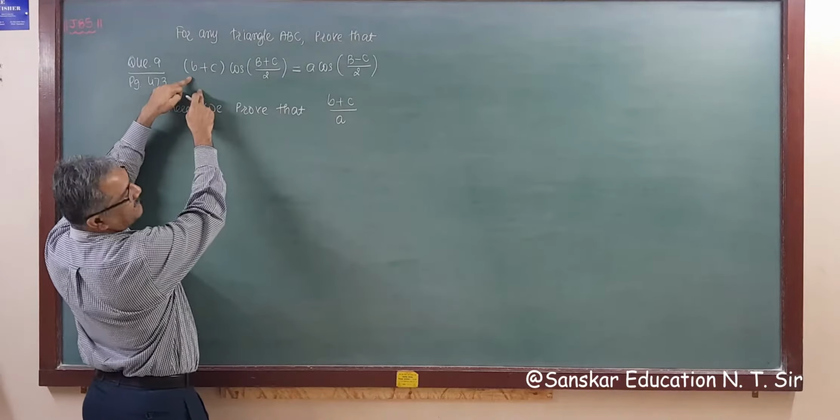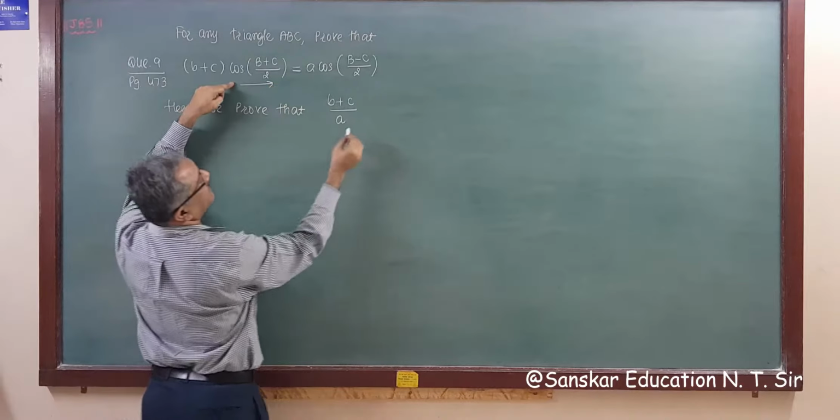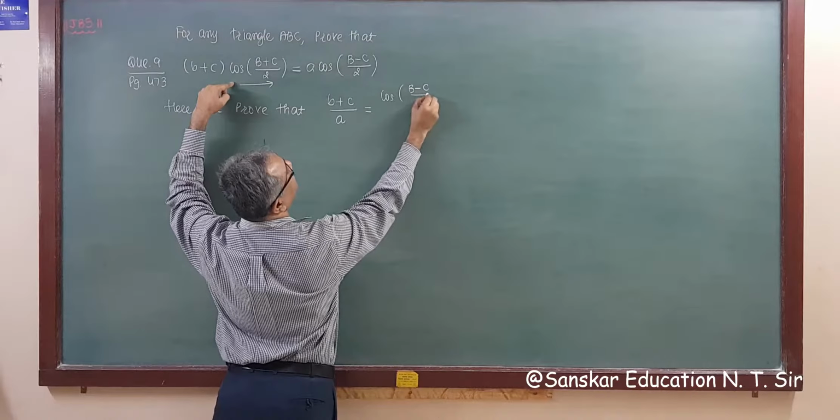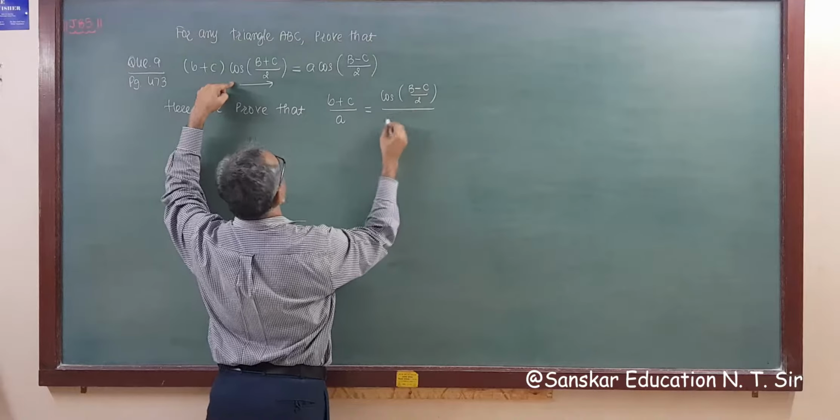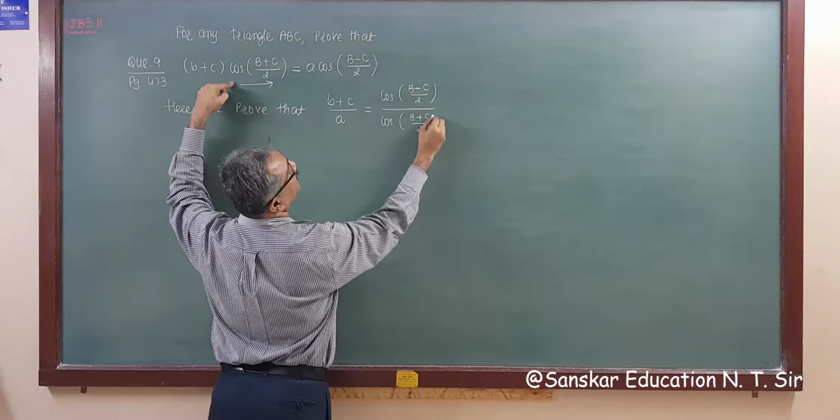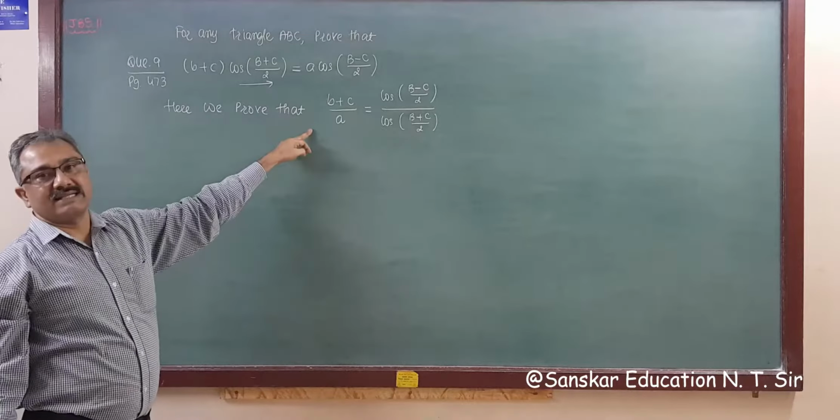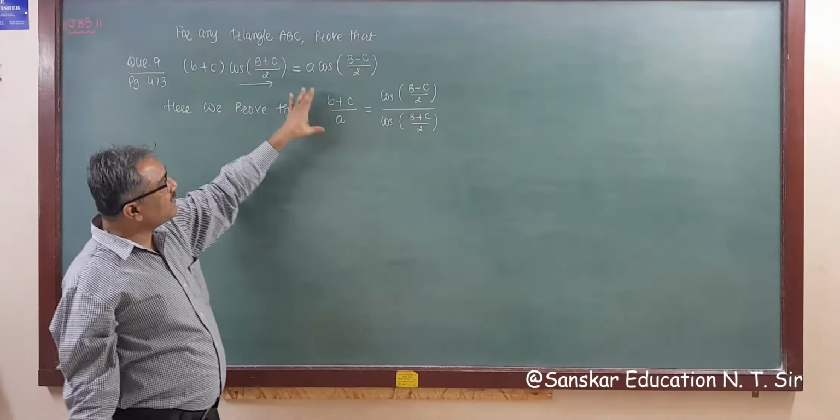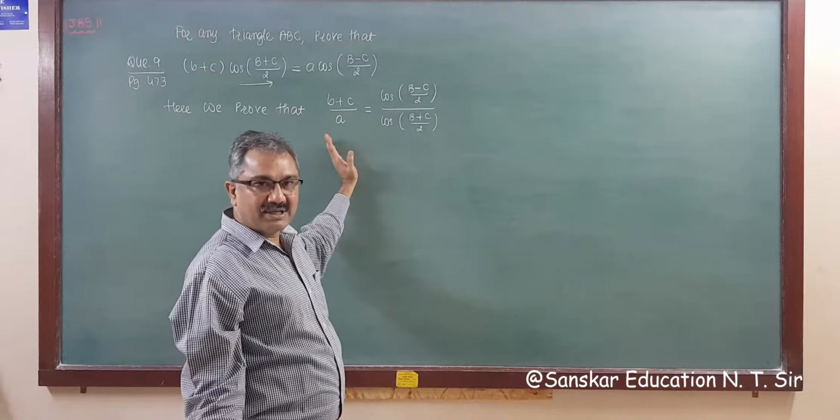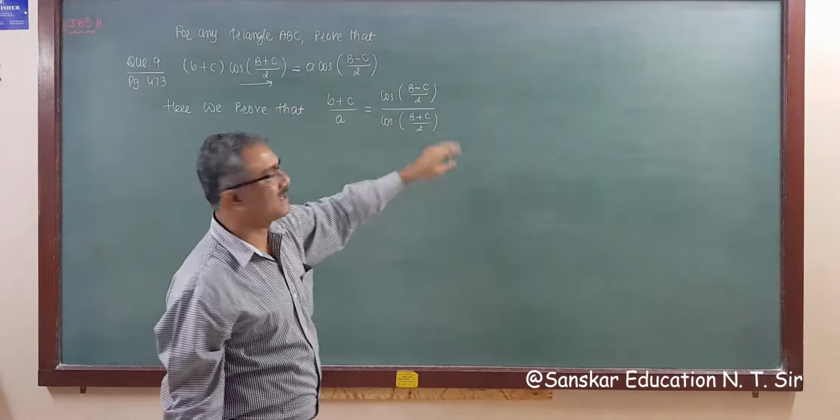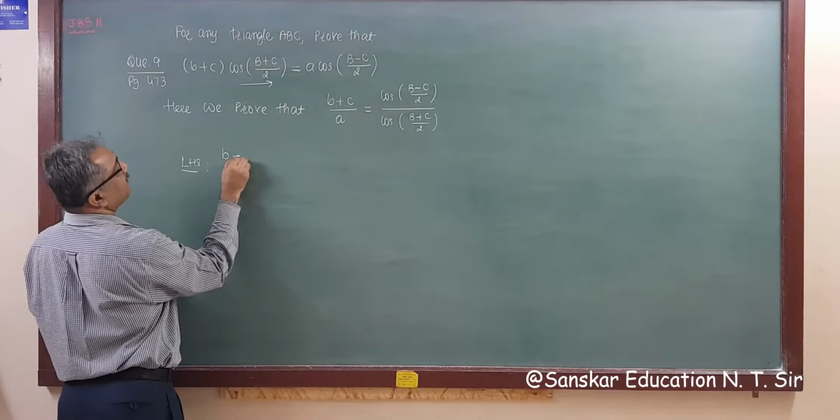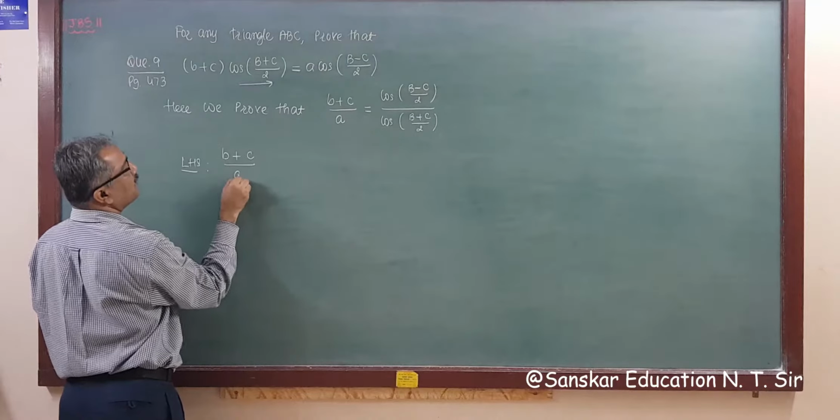I am taking this to this side and taking this to the right hand side, which is equal to cos((b minus c)/2) whole upon cos((b plus c)/2). So we are interested to prove this as we discussed earlier. This is our left hand side and this is our right hand side. So we are taking the left hand side, starting from it and going to prove this. So left hand side is (b plus c) whole upon small a.